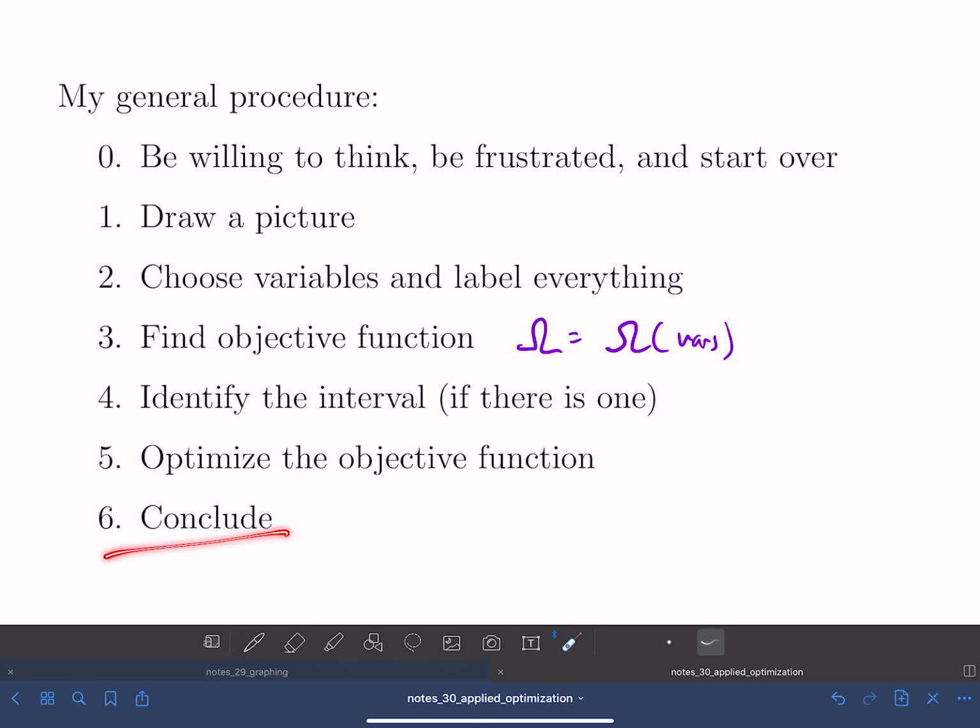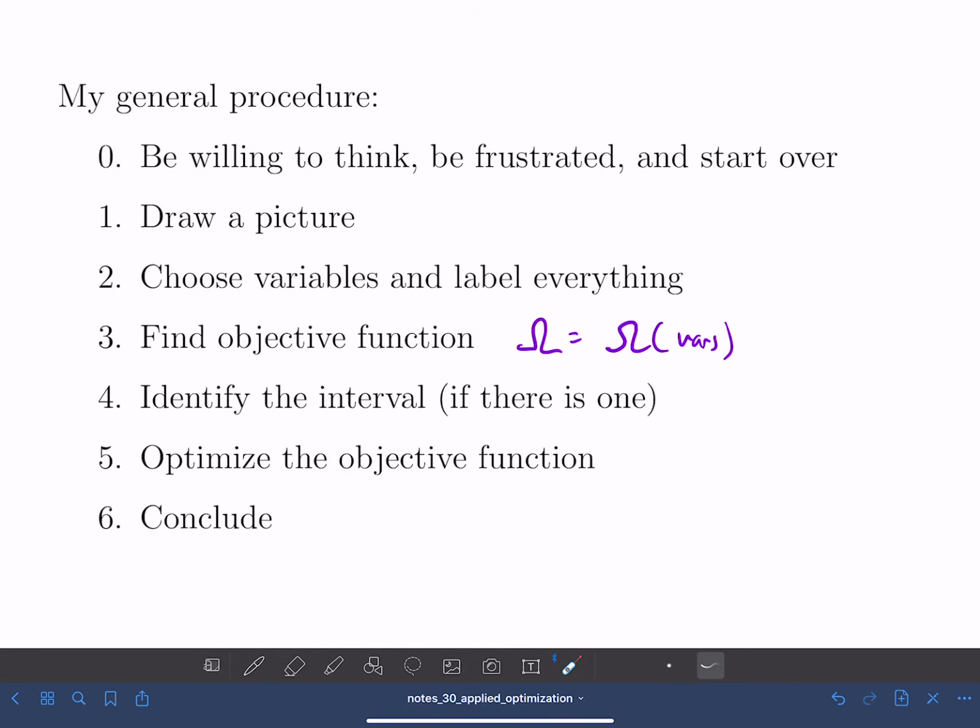And then finally we should conclude, because it's really easy to end our solution prematurely and not give back what was really asked for, but to accidentally give them what they didn't ask for. So I think referring back to the original problem is critical in terms of doing this process.